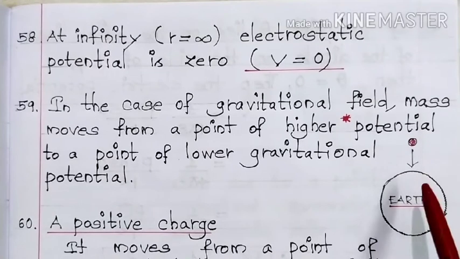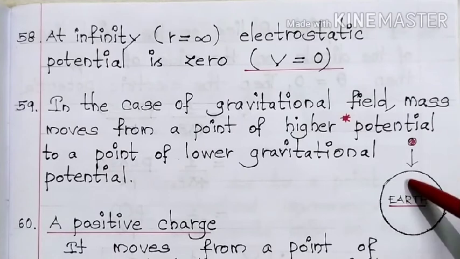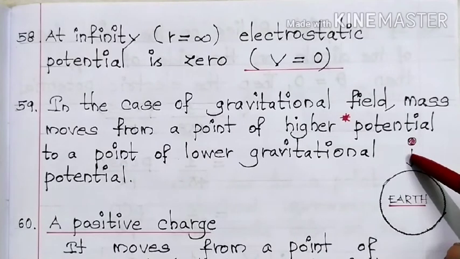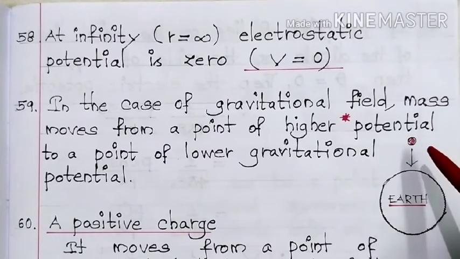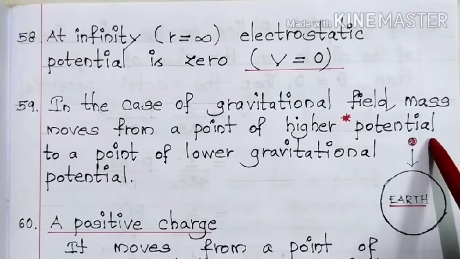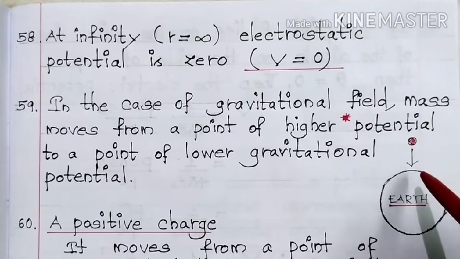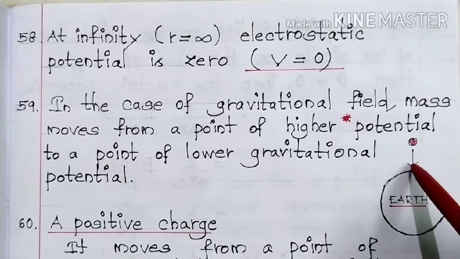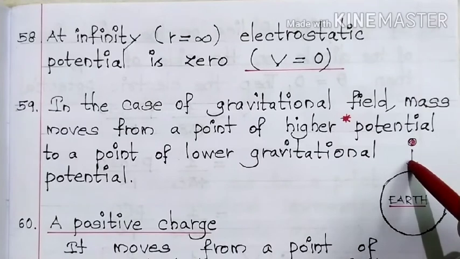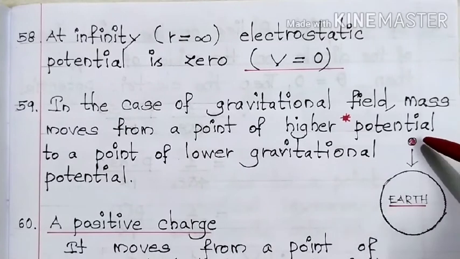Now, this is the Earth. As we move away from the center of the Earth, the gravitational potential keeps on increasing. So let us take this point. This point is at a higher gravitational potential. Now let us take another point which is closer to the Earth's surface, somewhere over here. This point is at a lower gravitational potential. So a mass always moves from a higher gravitational potential to a point of lower gravitational potential.